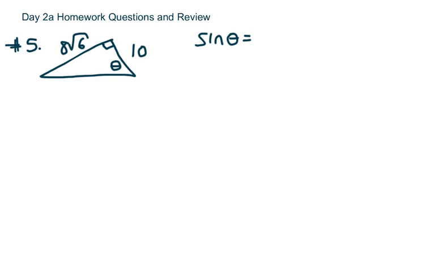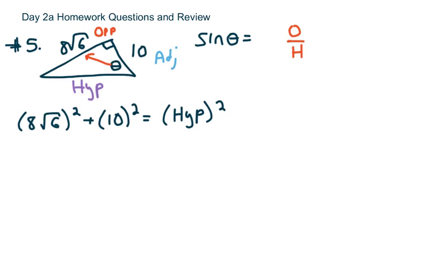So we know with sine theta that this means we need opposite over hypotenuse. So we'll label our triangle. They gave us the opposite side. They gave us the adjacent side. But we are missing the hypotenuse. So we can go ahead and use the Pythagorean theorem to find what we need.